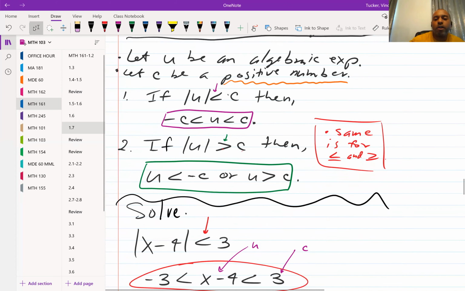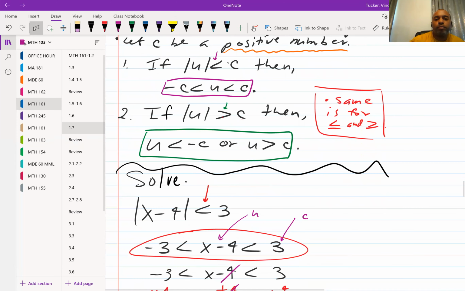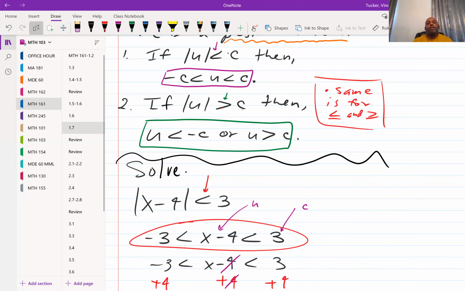All right, you ready to try it out? So if we have the absolute value of x minus 4 is less than 3, we already see that we have absolute value, but the key after that is the fact that we have a less than symbol. If it's less than, then we're setting it up like the purple box. So notice what I did here. Our U is x minus 4. C is that 3. So that's why we have less than 3 on the right, but greater than negative 3 on the left. So that's the setup if you have a less than symbol.